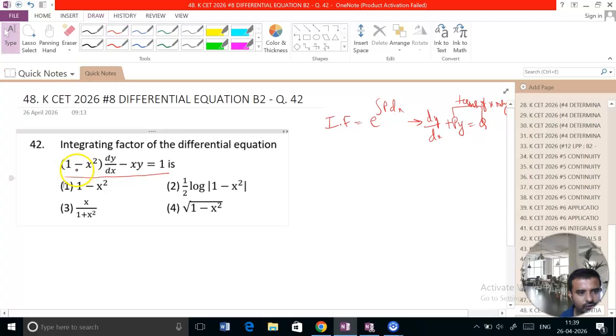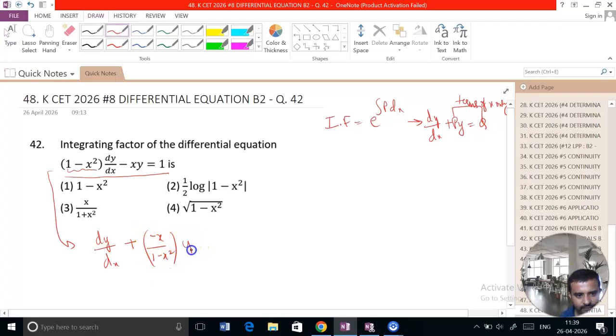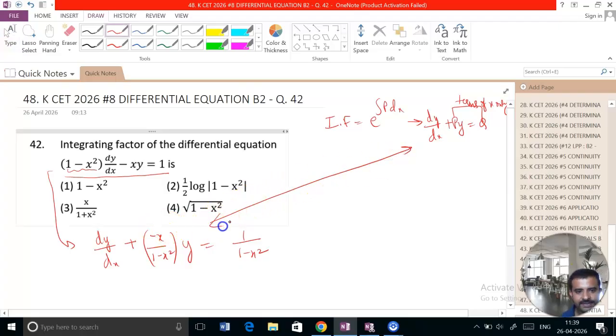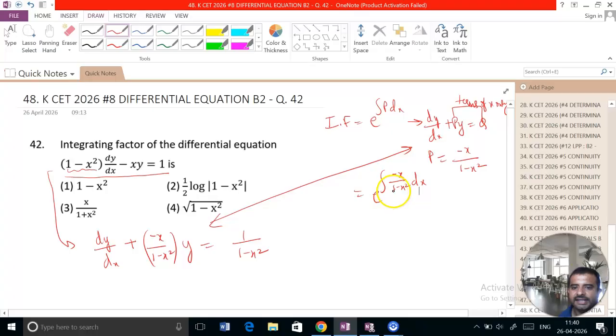See, if I am going to divide throughout by 1 minus x square, it will become dy by dx plus (−x divided by 1 minus x square) into y is equal to 1 divided by 1 minus x square. And this is of the form dy by dx plus py is equal to q, so p becomes −x divided by 1 minus x square. So here if I apply the integral of −x divided by 1 minus x square with respect to x, we will easily get the integrating factor.